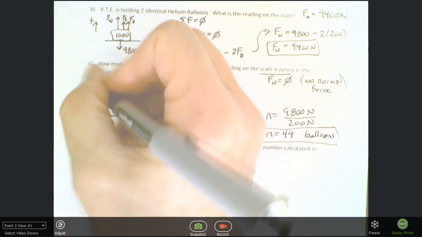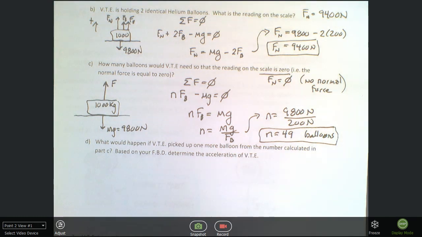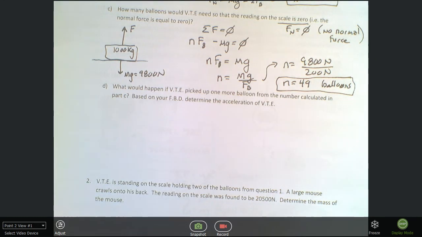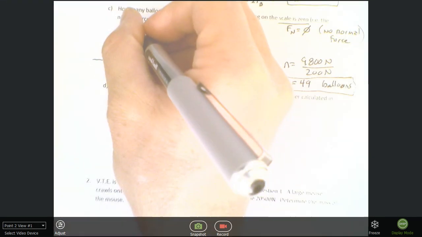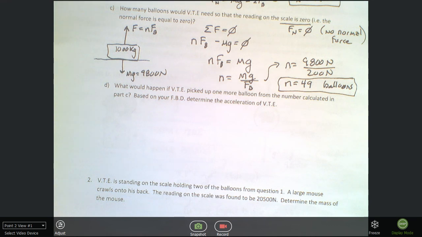Okay, you could put an N F here just to say the number of balloons, but I didn't want to draw 49 balloons on there. I guess you could write it like this, N F B, for N standing for the number of balloons. All right, what if you picked up one more balloon? So now he's got 50 balloons.